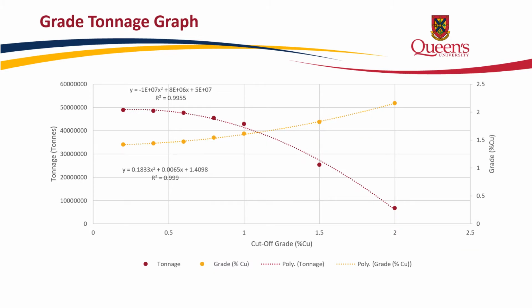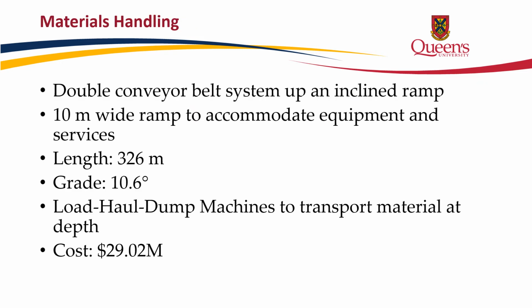The grade tonnage graph is shown below. As you can see, as the tonnage rises, the grade drops, and vice versa. Considering the shallow depth, low dip, and high tonnage rate of the Genoa deposit, an inclined ramp belt conveyor is the best option for transport of the ore from depth to the surface.